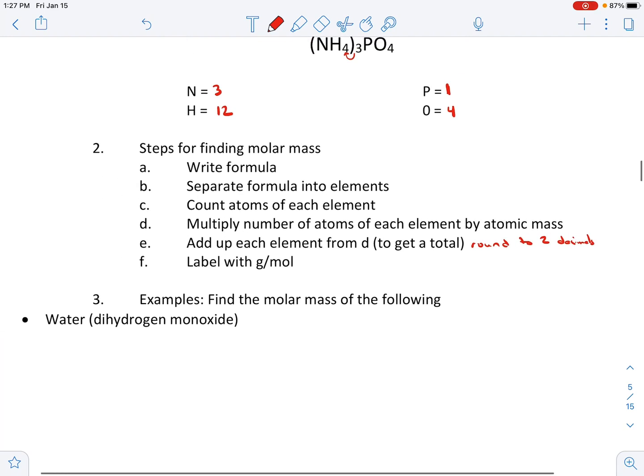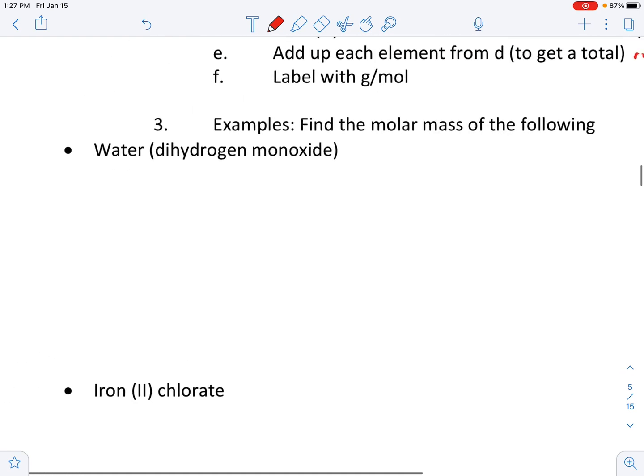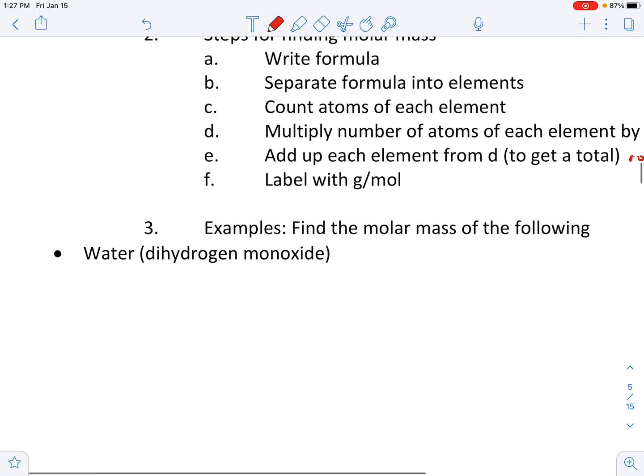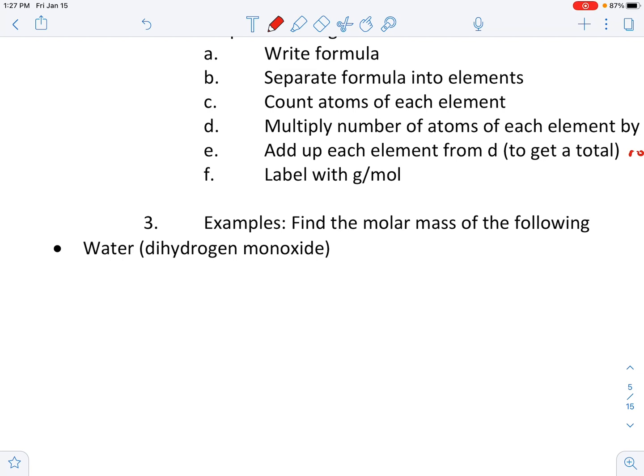So jumping right in, our first example is dihydrogen monoxide, or water. So our first step is to write our formula. So the formula for water is H2O. Okay? Now we separate the formula into the elements. How I like to do this is I like to give a little space between each one and kind of give each element its own little line. All right? And then it says count atoms of each element. So we have 2 hydrogens and we have 1 oxygen. Hopefully you agree with that.